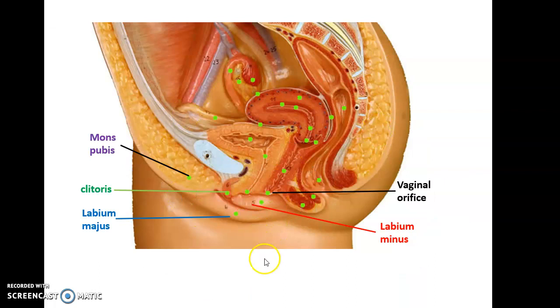Here is a cross-section of our model. So here is where the mons pubis would be. Here's the labium majus, labium minus, the clitoris, the vaginal opening leading to the vagina. And that is it for this lecture.